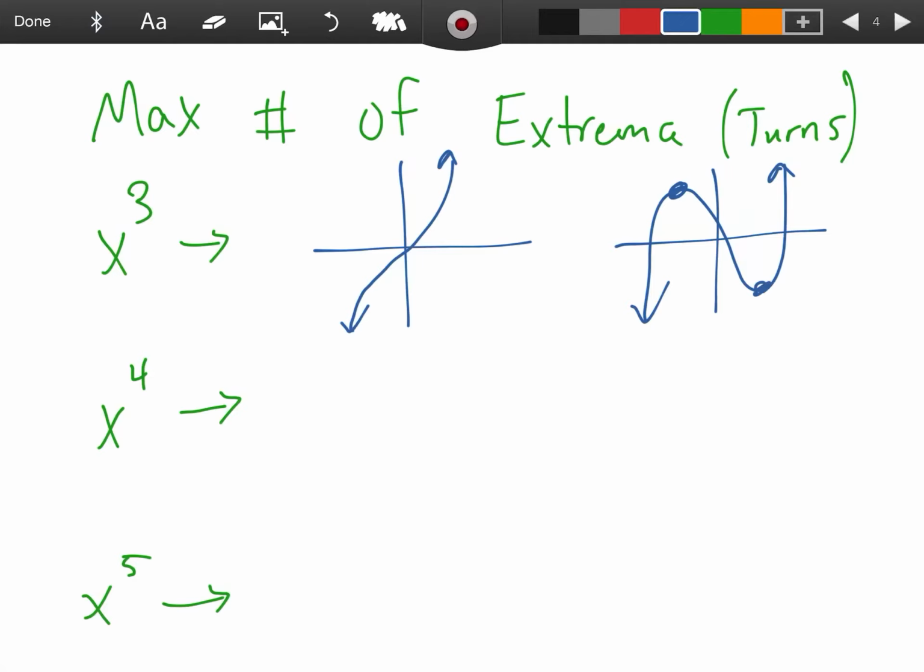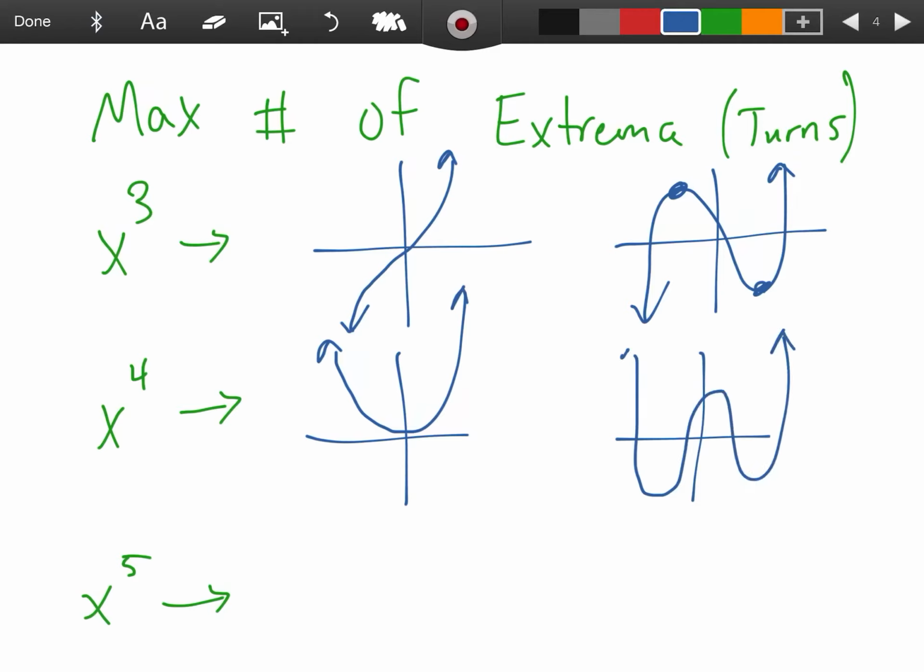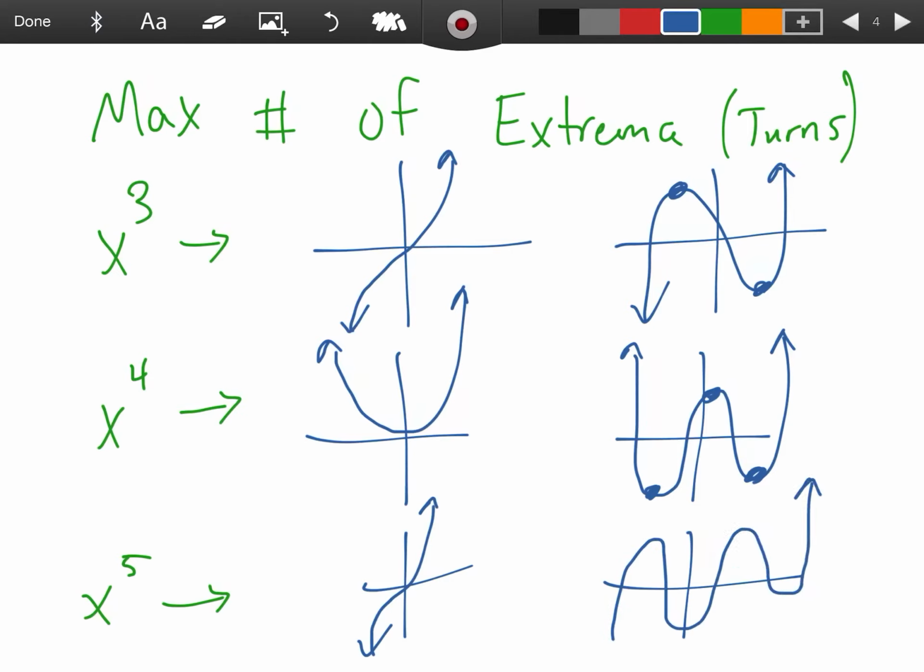For x to the fourth, the regular graph of x to the fourth looks very similar to the parabola, but it also could wiggle, in which case we see that we have 3 extrema. For an x to the fifth graph, yes, it could look very similar to x cubed, or say it had a bunch of stuff after it. The maximum number of turns it could have is 1, 2, 3, 4, 5. So it has 5 extrema and also 5 turns.